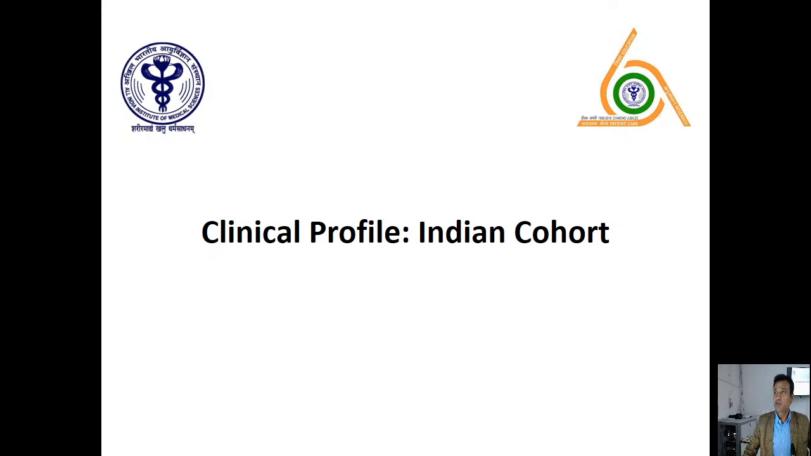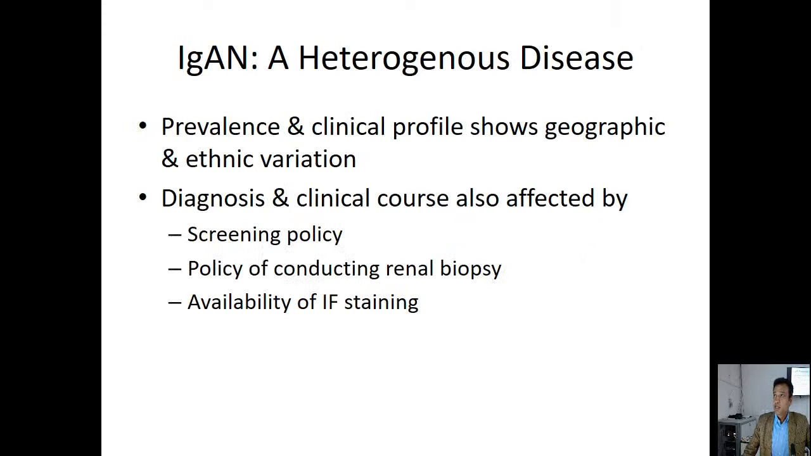what I would be talking about is the clinical profile and how we as Indians would have a different clinical profile as a cohort. Well, a lot of stress in today's seminar has been on heterogeneous presentation of IgA nephropathy. We know that prevalence, as Dr. Bhaumik has very beautifully shown, depends a lot upon the geographic and ethnic variation, and so does the clinical profile.